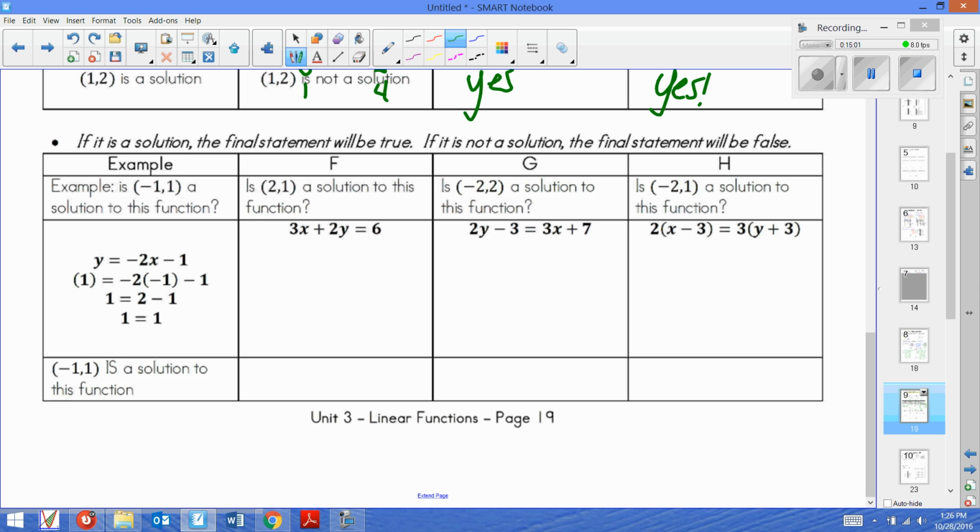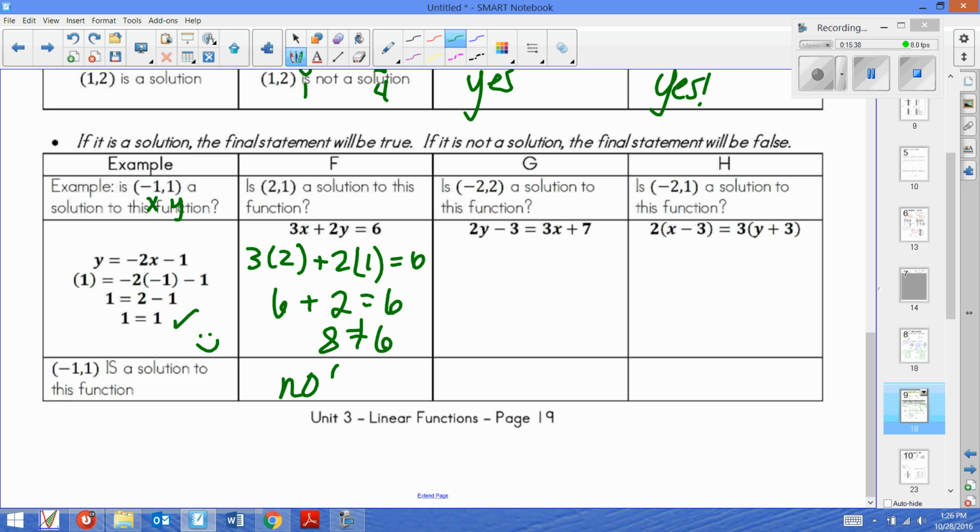We need to know if a point is a solution to the function. So if you see this example that they provided us, we can see that all we're doing is putting in the point, the -1 for the x value, and 1 for the y value. So let's go ahead and do that here. If it works out and it checks, we know it's a solution. Yeah, we're happy. So this would be 3 times 2 plus 2 times 1 is my y, should equal 6. So is 6 plus 2 6? No. 8 does not equal 6. So no, it's not a solution.